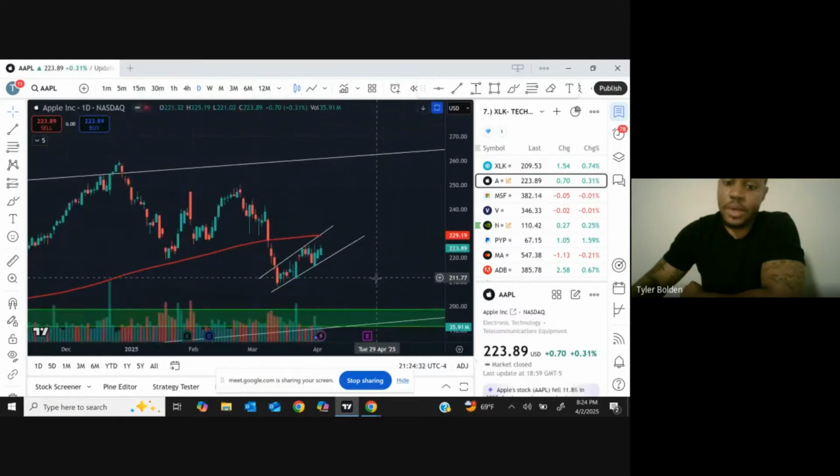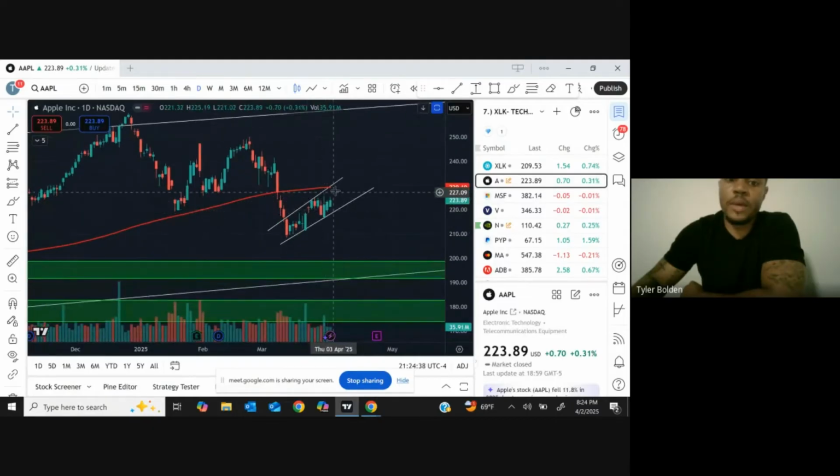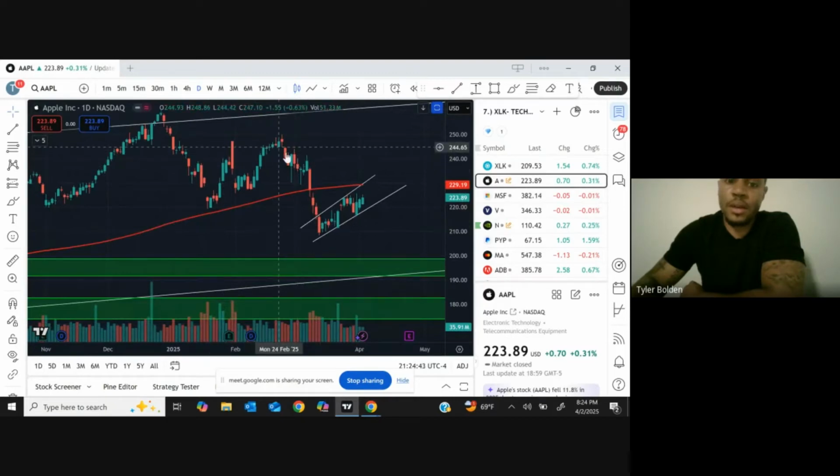Looks like Apple, yep, Apple has a bear flag. So that's why I'm not in any calls or anything on that, because it's forming a bear flag. So I'm like, all right, cool, we can keep running up. But very rarely does stuff just go down and run back up. They're going to form some type of pattern.